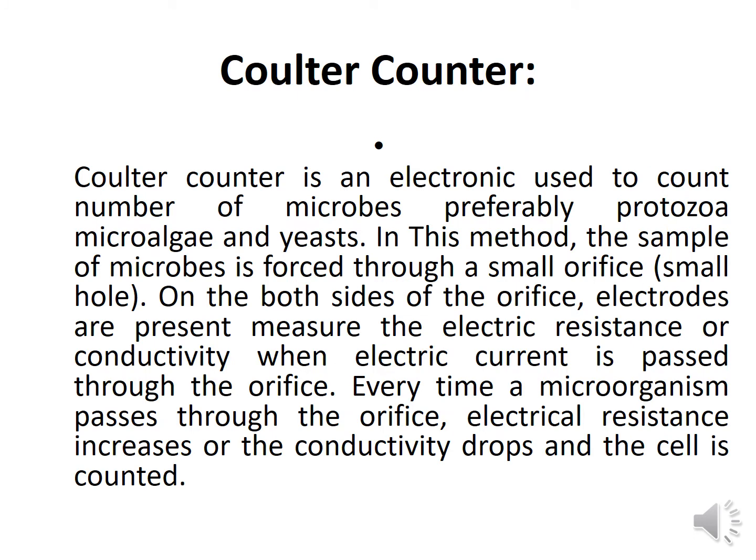Next one is Coulter counter. In this method, an electronic device is used to count the number of microbes, preferably protozoa, microalgae and yeast. The sample of microbe is forced through a small orifice, a small hole. On both sides of the orifice, electrodes are present, which measure the electric resistance or conductivity when electric current is passed through the orifice. Every time a microorganism passes through the orifice, electrical resistance increases or the conductivity drops and the cell is counted.